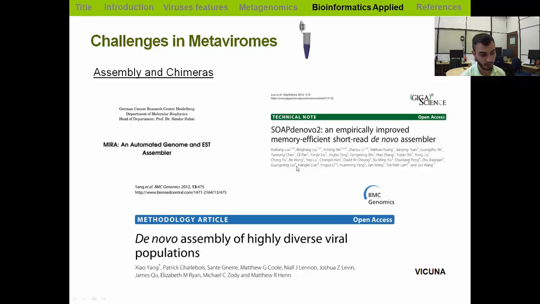And we have this new one. It's very specific to viral populations, because it's supposed to identify the polymorphism, the differences in the viral sequence, and not put them together in a chimera, but assemble and tell you that there is a polymorphism here in the population, so that you can identify this polymorphism. It's called VICUNA. I haven't tried it yet, but I'm going to very soon.